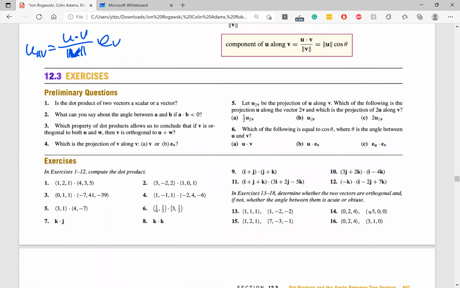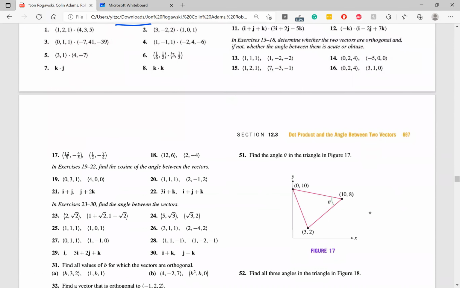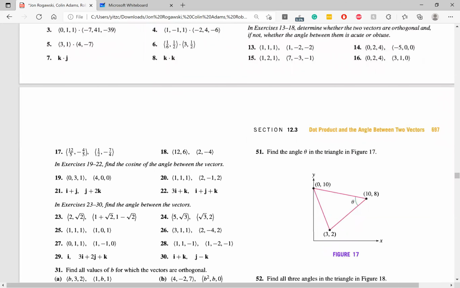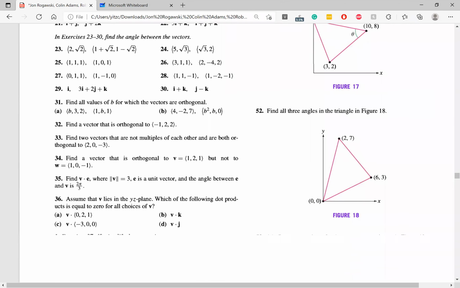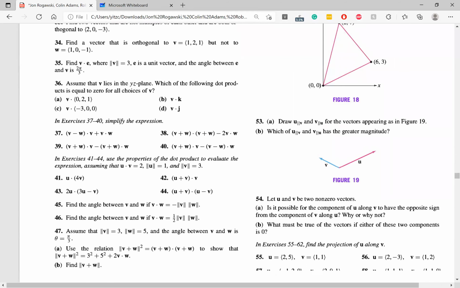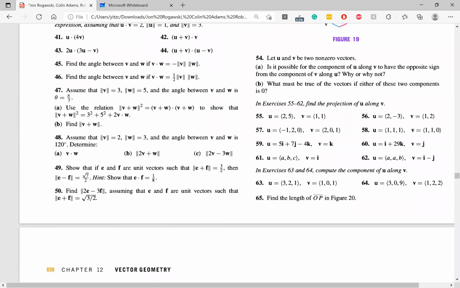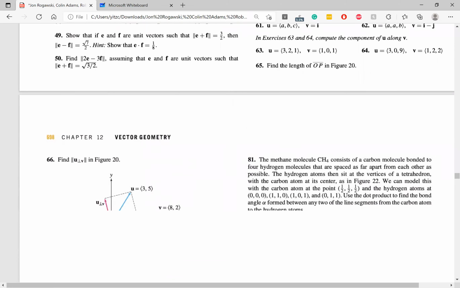I would recommend trying some of these examples. Definitely compute the dot product a couple of times just to make sure you get a hang of it. It's not that hard. And then try to find the angle between vectors. Again, once you can compute the dot product, and once you know the formula for magnitudes, then this is also fairly straightforward. And then take a couple of projections. And once you can do that, then you have this chapter complete. And if you have any questions, definitely let me know.